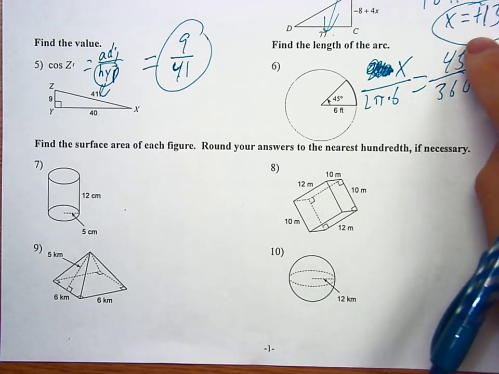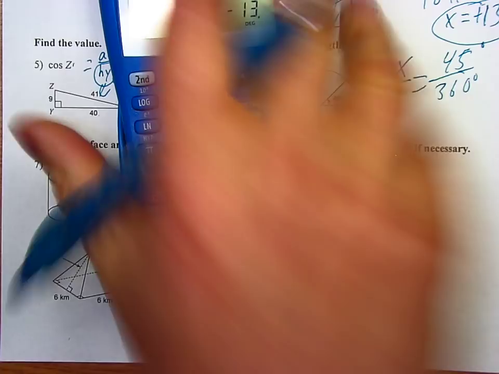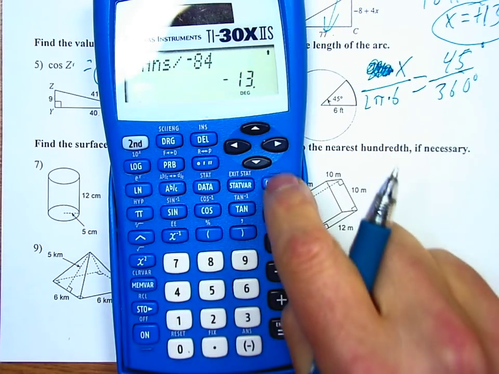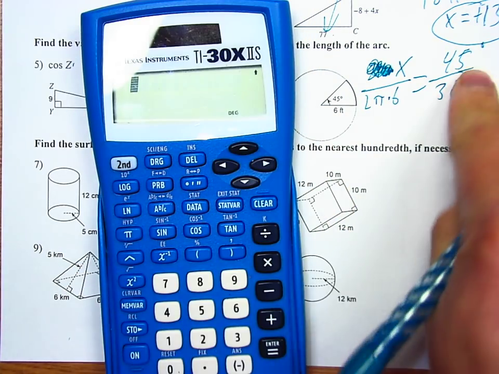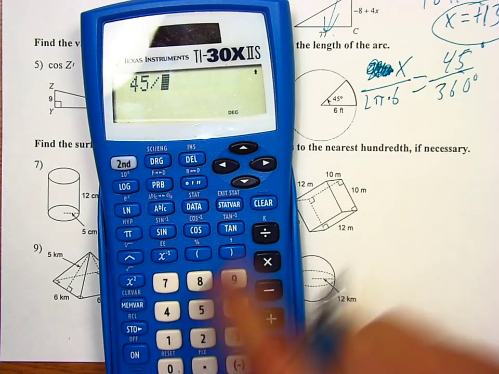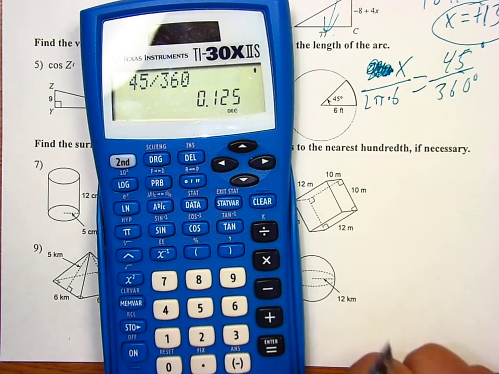I can do this by doing 45 divided by 360. That's going to divide evenly. The 360 by 45, it's going to make a fraction. But 45 divided by 360, that is a ninth.